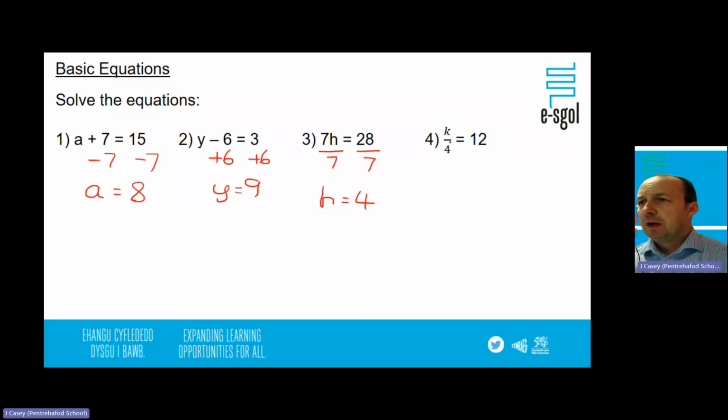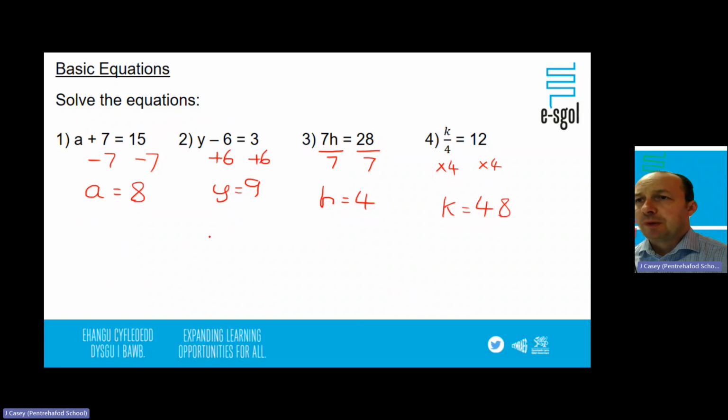And then the last question is k divided by 4 is equal to 12. So I'm going to multiply both sides by 4. What I end up with is 4k over 4, very similar to question 3. The 4s will cancel each other out, and then I'll have 1k or just k, and 12 times 4 is, of course, 48. So those are the main principles we're going to be looking at today: adding on both sides, subtracting both sides, dividing both sides, and multiplying both sides.